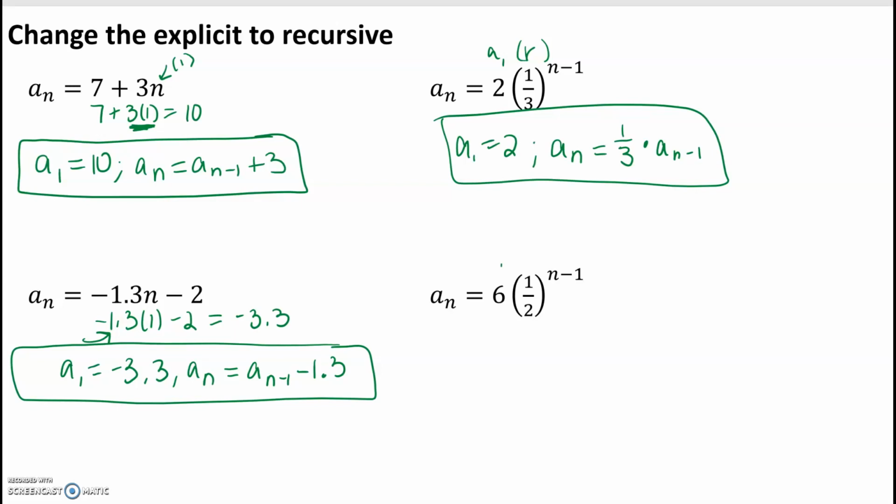And the last one on this slide, again, this is my first term, this is my ratio. So first term is a 6, and a sub n is 1/2 times my previous term.